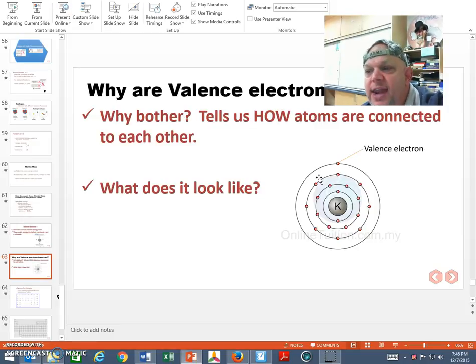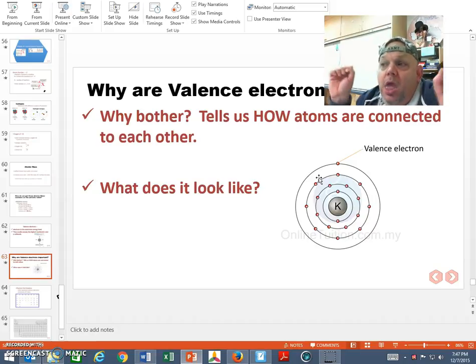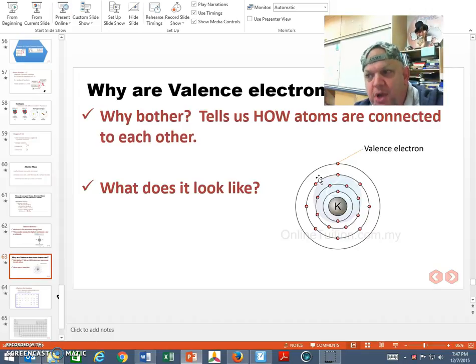It tells us how the atoms are connected to each other. Here we can look at the potassium atom, and do I care about the nucleus? No, other than that it's a potassium ion. How about those electrons underneath? The 2 in level 1, the first part of 1s2.